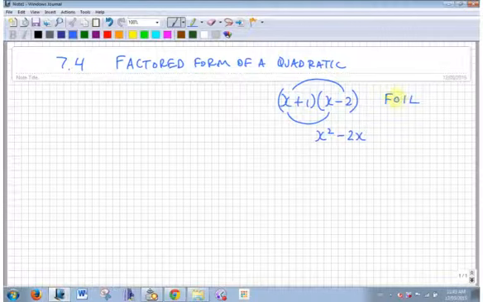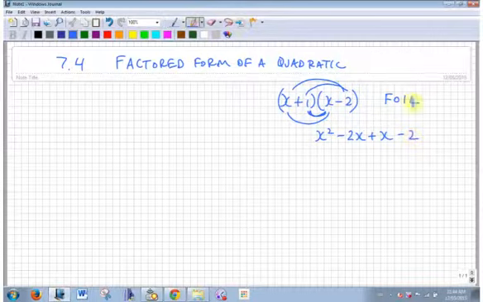Okay. Outside. What does I stand for? We're not talking belly buttons here. We're talking math. Inside. These two are inside, 1 and x. Multiply them. That's 1x. I don't have to write the 1, right? And the L stands for last. 1 times -2 is minus 2.